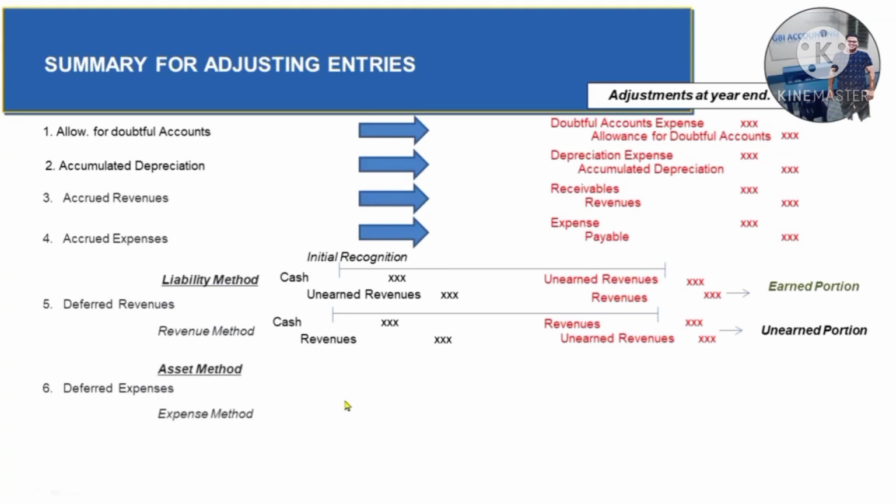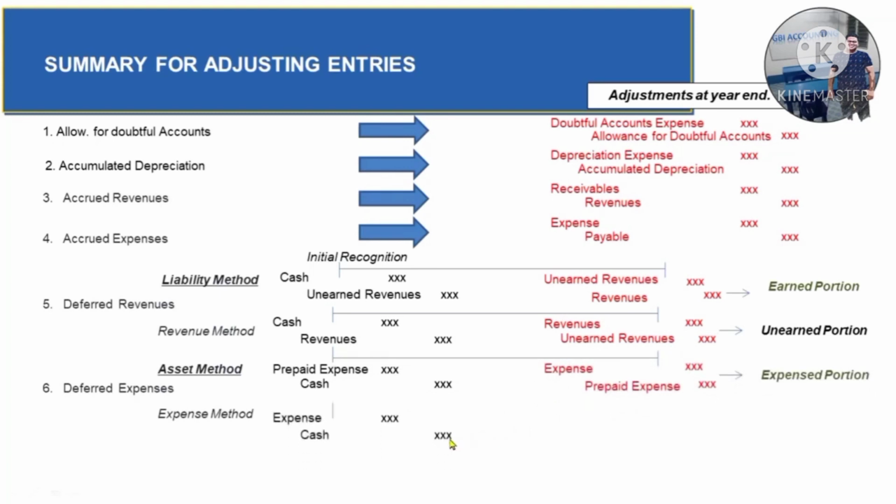Under the asset method, prepayments are recognized initially as assets, but at the year end, the expense or the expired portion will be recognized. On the other hand, under the expense method, the advance payment will be expensed immediately, but at the year end, such expenses will be adjusted to recognize the unexpired portion or the unused portion.